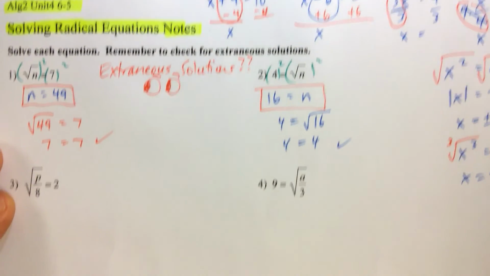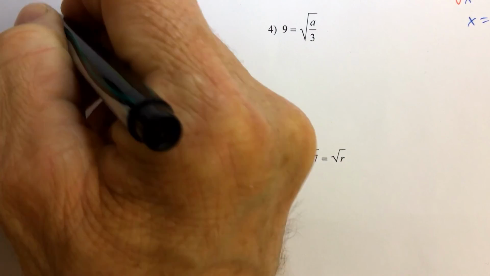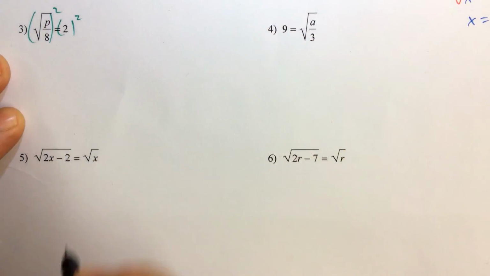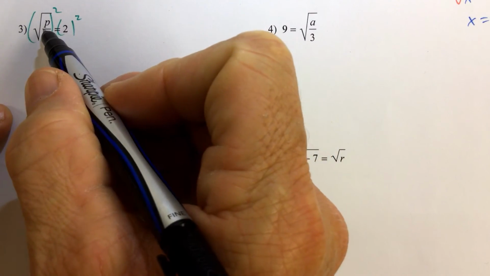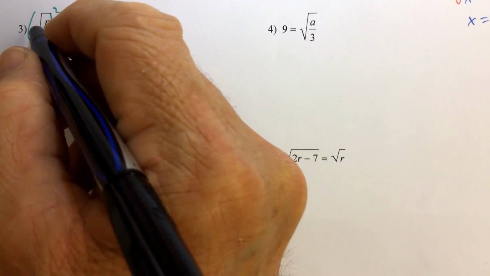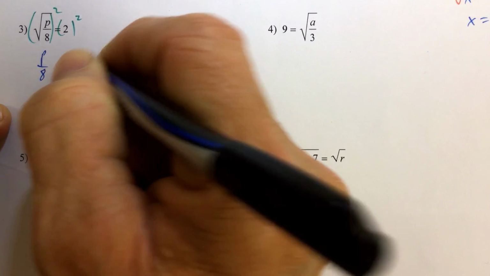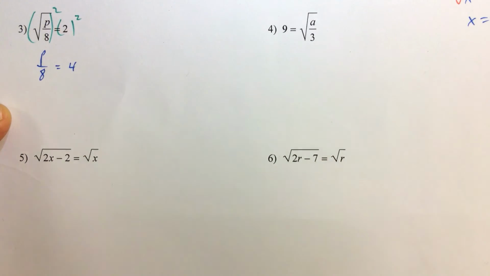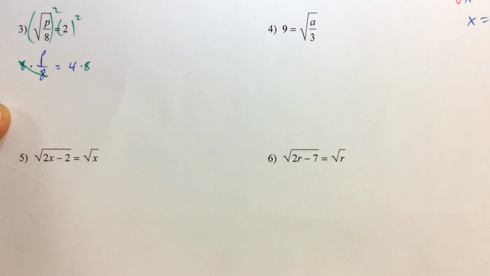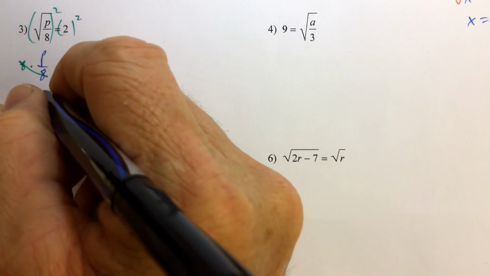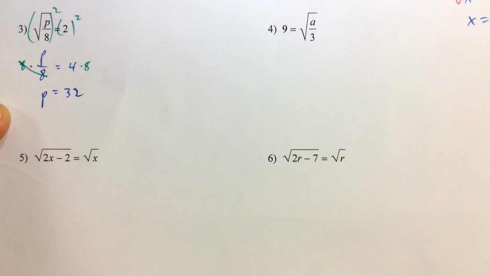So number 3 and 4, we see we have the square root of something. That something contains our variable, and therefore we're going to want to square both sides. When you square the square root of something, it undoes what's being square rooted. So the square root of p over 8, squared, is just p over 8. 2 squared is 4. And then back to the example we used before, when we have division, we want to introduce multiplication. So when we multiply both sides by 8, the 8's cancel on the left, we get p by itself, and we get p equals 32, and we want to check.